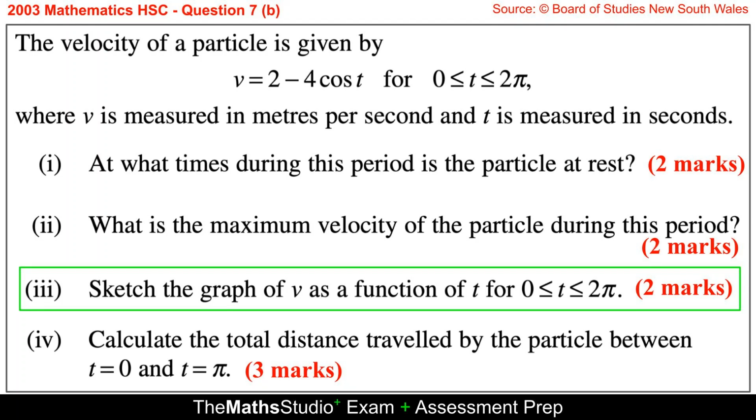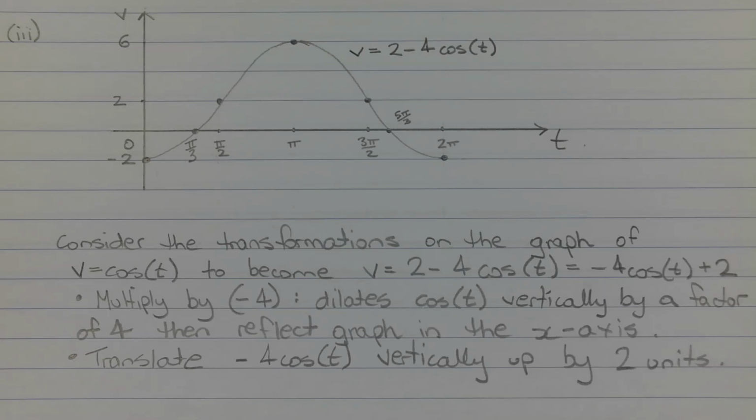Part 3. Sketch the graph of v as a function of t for t greater than or equal to 0 and less than or equal to 2 pi. Consider the transformations on the graph of the base curve v equals cos t to become v equals 2 minus 4 cos t, or v equals -4 cos t plus 2. It's important to know what the graph of the base curve looks like to begin with.